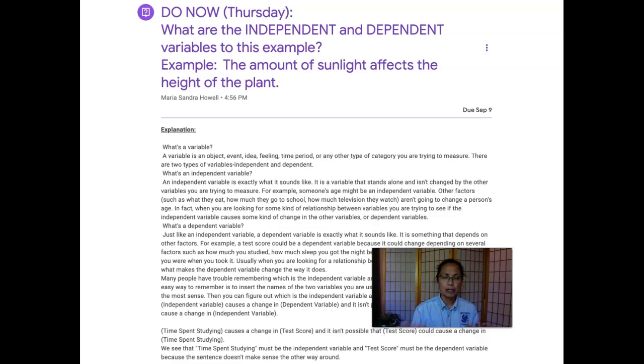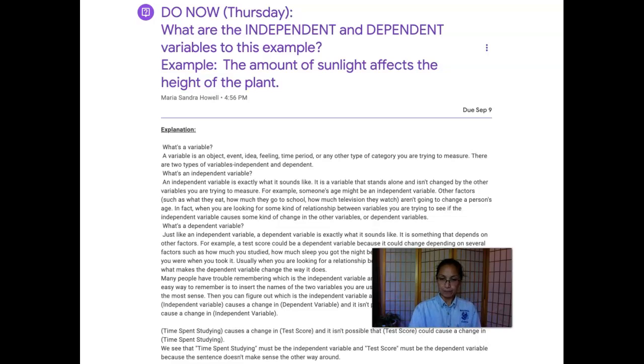Many people have trouble remembering which is the independent variable and which is the dependent variable. An easy way to remember is to insert the names of the two variables you are using in this sentence in the way that makes the most sense. Then you can figure out which is the independent variable and which is the dependent variable.